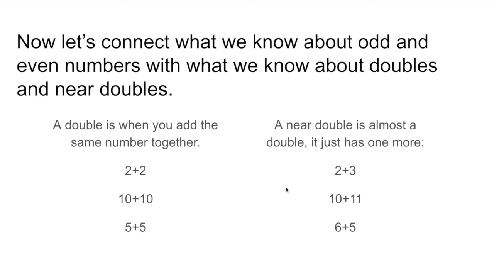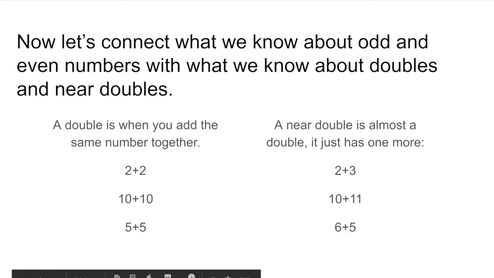A near double is almost a double, it just has one more. So one of the digits will be bigger, like 2 plus 3. 3 is 1 bigger than 2, so this one is 1 bigger than the answer 2 plus 2. If 10 plus 10 was a double, 10 plus 11 would be a near double. 5 plus 5 was a double. 6 is 1 bigger than 5, so 6 plus 5 is a near double.